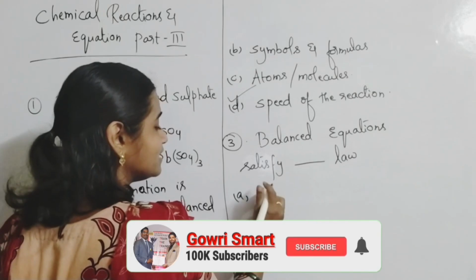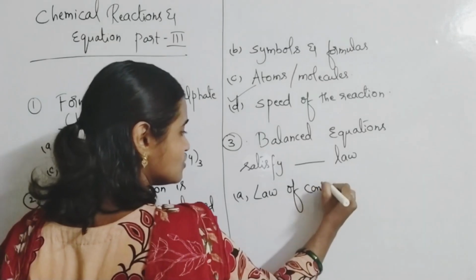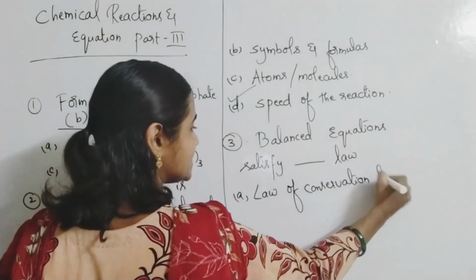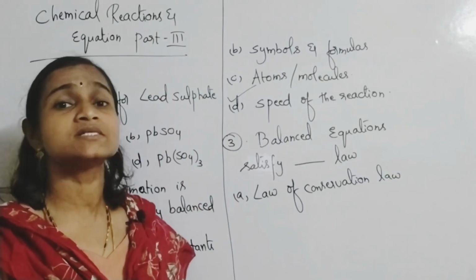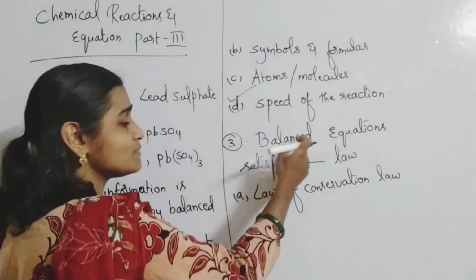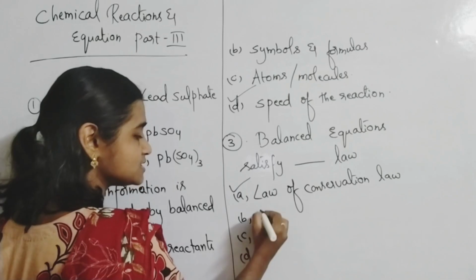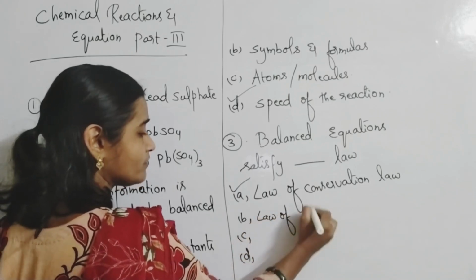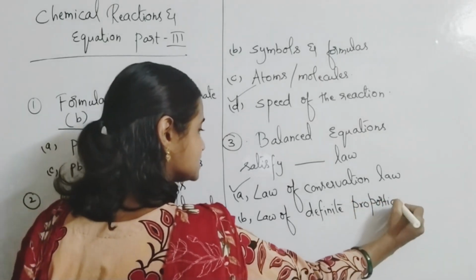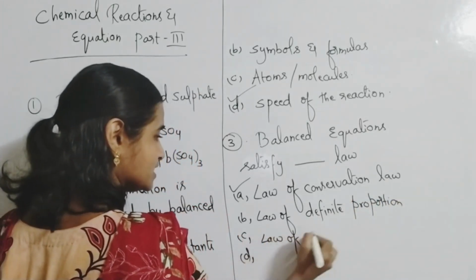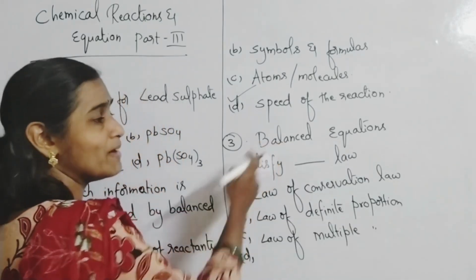Option A, law of conservation of mass. This is the first law, which states that the mass of the substances before the reaction is equal to the mass of the substances after the reaction. Yes, balanced equations follow this law. You have 3 other laws also. What are those? Law of definite proportions, and the law of multiple proportions, which is not relevant to balanced equations.